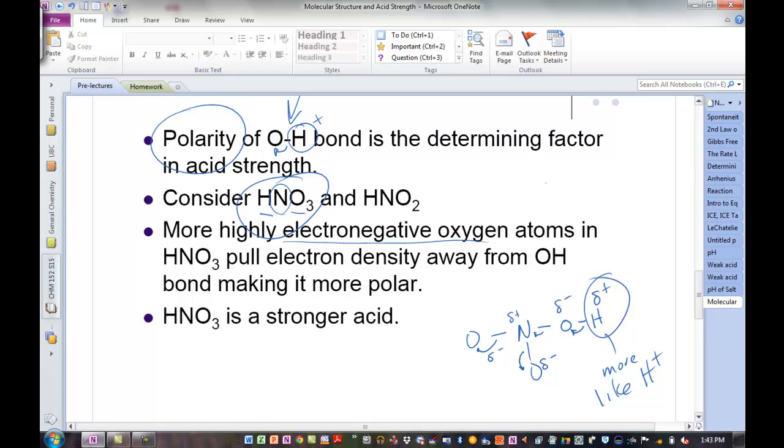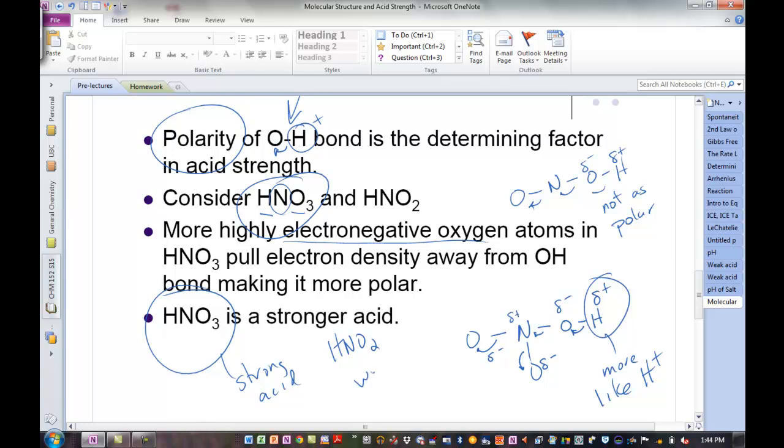Okay? HNO2, on the other hand, only has one oxygen pulling electron density away. So this bond will certainly be polar, but it won't be as polar. Okay? And so our goal with polarity is to try to make that bond the most polar. Hydrogen, most like an H+, it's more readily donated as an H+. So we know HNO3 as a strong acid. HNO2, on the other hand, is a weak acid. So there's your difference in acid strength.